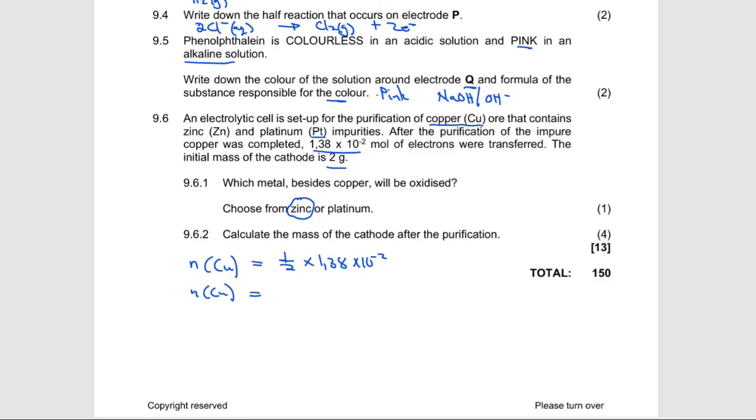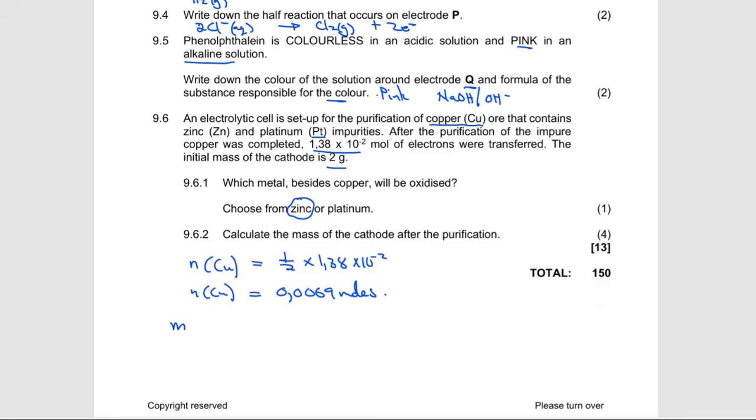So if I say half of this, it's more like 1,38 times 10 exponent negative 2, then we divide it by 2 there, which is a half. So I'm going to get a value of 0,0069 moles, like that, right? So this is what we're having.